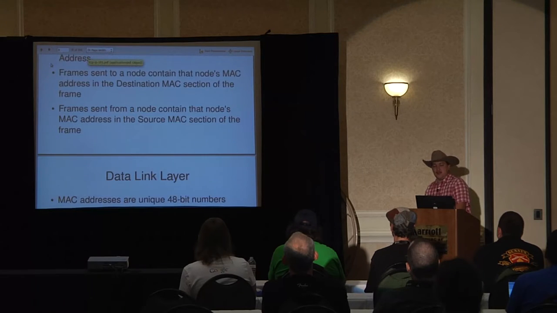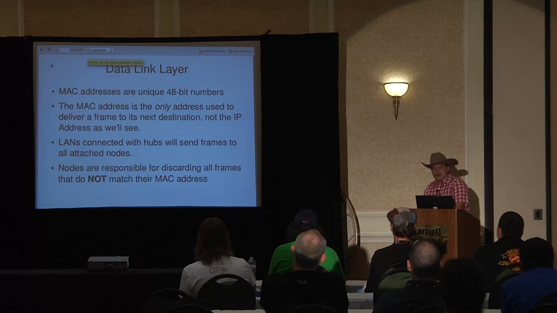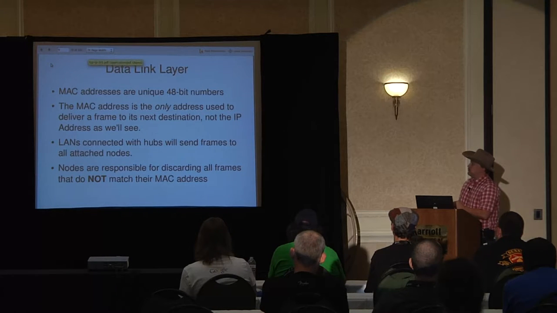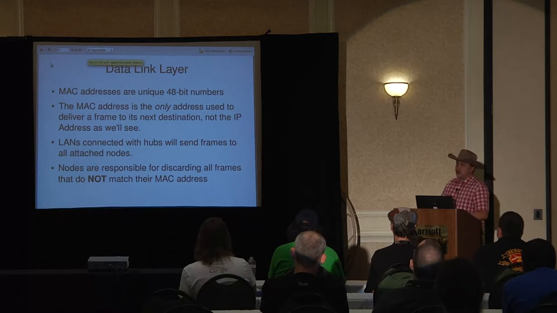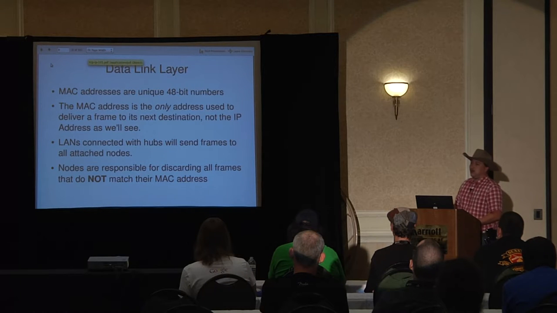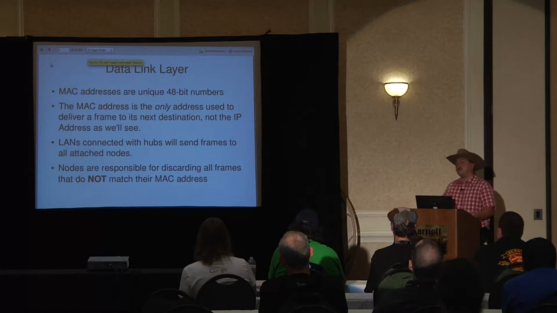We'll look at some of these data link layer devices. Yes, I was right, MAC addresses are 48-bit numbers. And like I said, it's the only address used to deliver a frame to its destination. The IP address, which is used later, is only used to determine routing. There's also a protocol called ARP, which allows you to determine a MAC address from an IP address, but we're not all that interested in it right now.